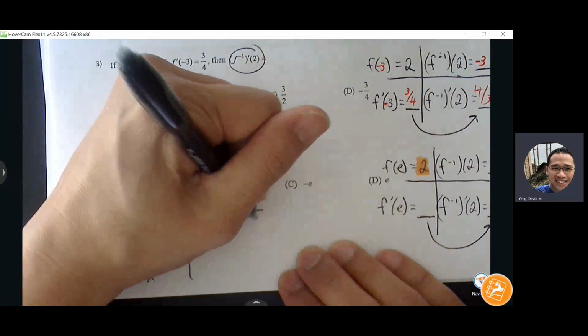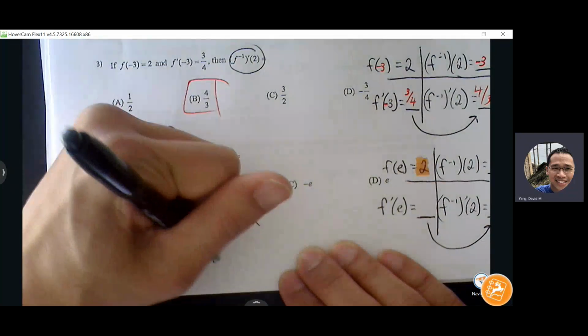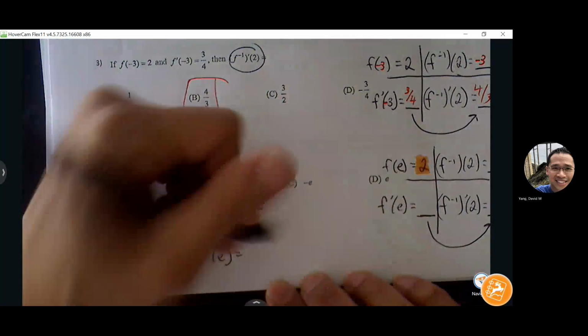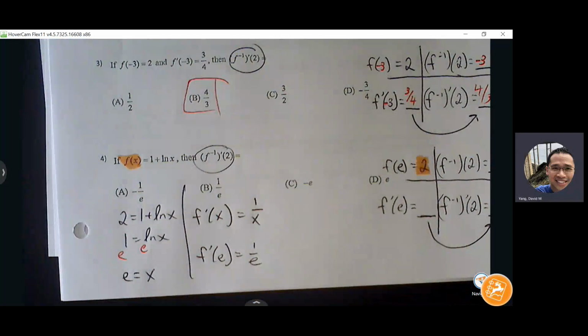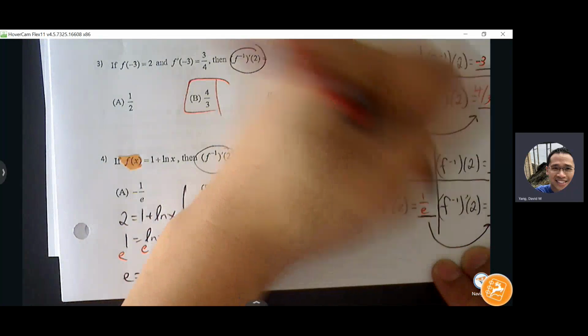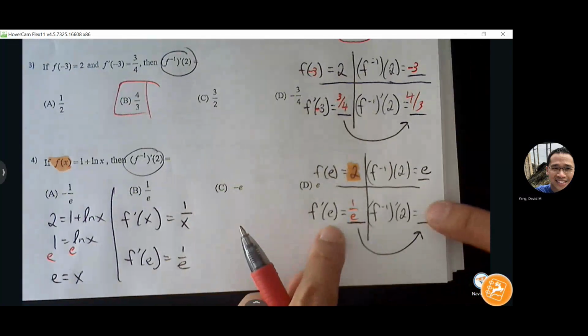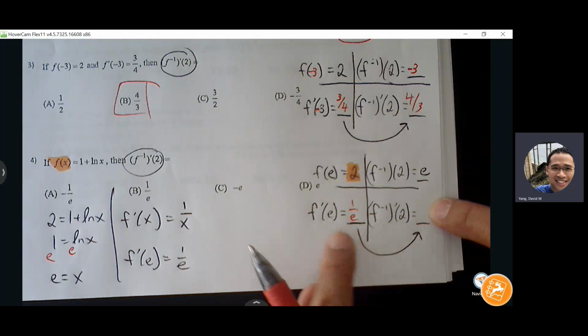Okay, so f prime is 1 over x. So therefore, f prime of e is 1 over e. So if my derivative on the f graph is 1 over e, the derivative of f inverse of 2 must be what? Just e, yeah.